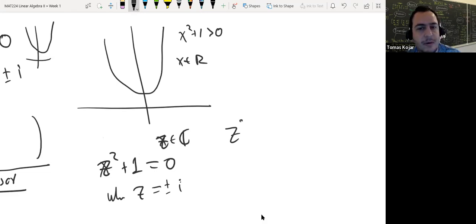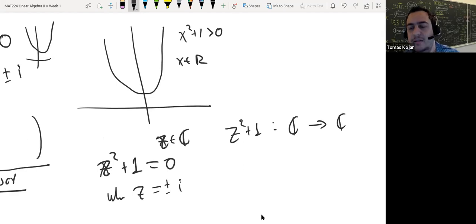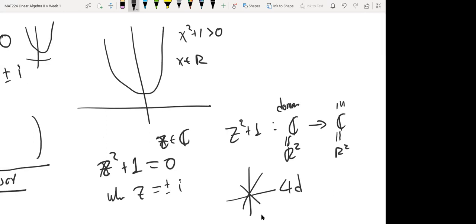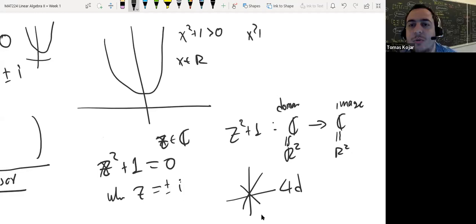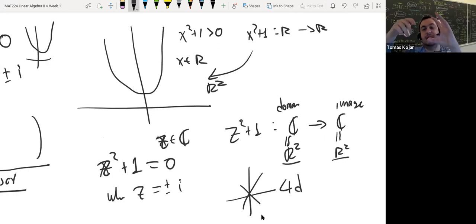So z squared plus one goes from complex to complex. This is R2, and this is R2. If you were trying to do the same thing, you would get a four-dimensional picture, because this is the domain and this is the image. X squared plus one goes from R to R, so you can draw it in the plane. But this one goes from R2 to R2, so it would be in 4 dimensions, which I cannot access. Yeah, I get it now. Thank you very much.